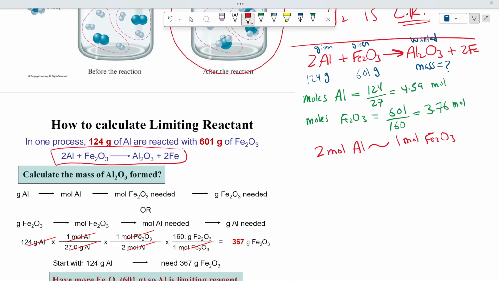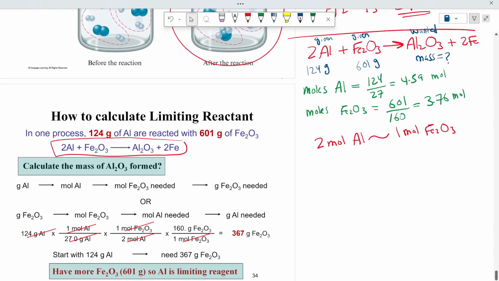Because this is the first question about limiting reactant, I will solve it in 2 methods. But in the exam, you can select any one of them. So let's start with aluminum. If you want to substitute aluminum, then moles of aluminum is 4.59 mole.